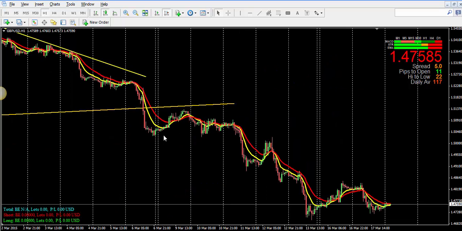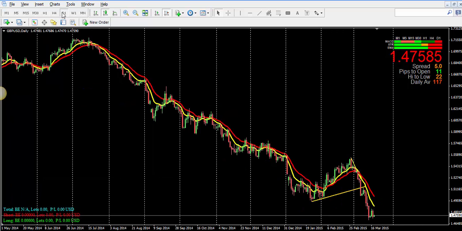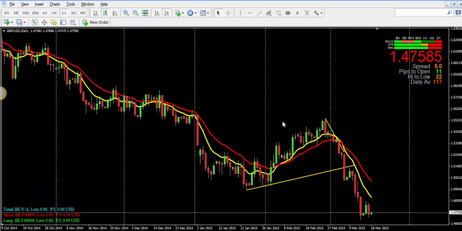British pound. Let's go to the daily chart here as well. Quick analysis. British pound is bearish. This trend line was broken. There's what you can do. Two ways to trade this. This trend line is broken.